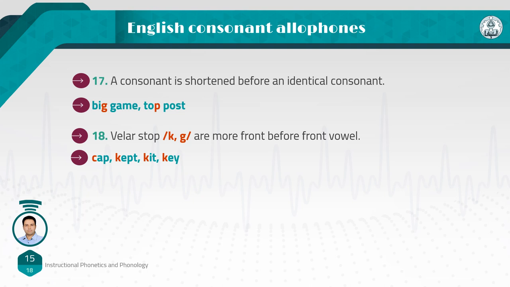Or when I say "key", again, E is front, K becomes front. Now compare it with a back one, like for example, oo in "coop". Here, K is not front. But when I say "key", this K is front.